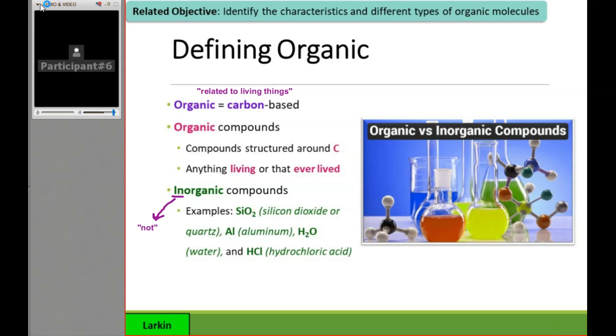This could be, for example, things like silicon dioxide, which is also known as quartz. It's like a pretty mineral. Aluminum, which is a metal. H2O, which all living things need, but it itself is not structured around carbon. So H2O is itself not organic. It is just a fluid that organic beings use. So that would be water. And hydrochloric acid, a connection to our last unit where we talked about acids and bases. Hydrochloric acid is not structured around carbon, so that is an inorganic compound.